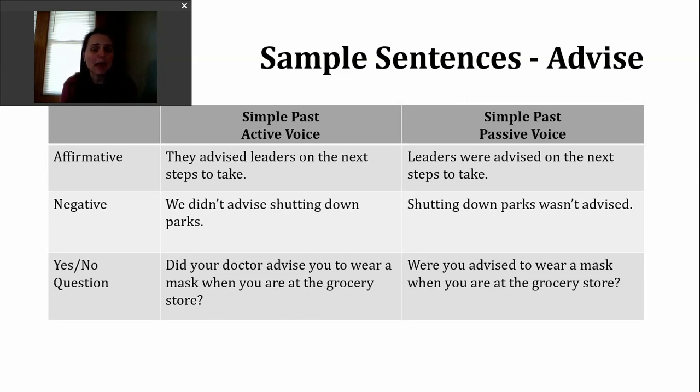For negative simple past tense, we want to use did not or the contraction didn't and then the base form of the verb. So no D in the negative here. Here's an example of that. We didn't advise shutting down parks.